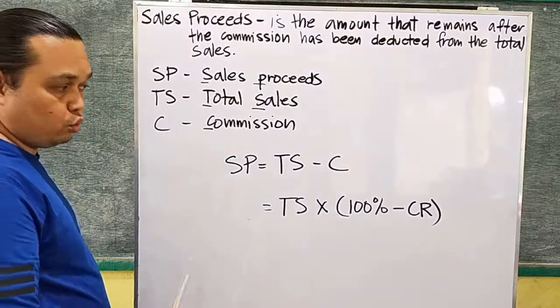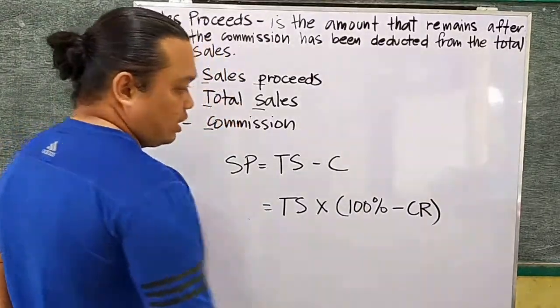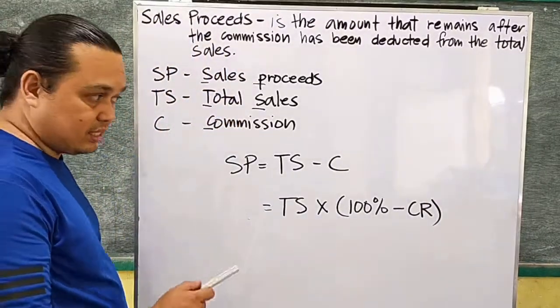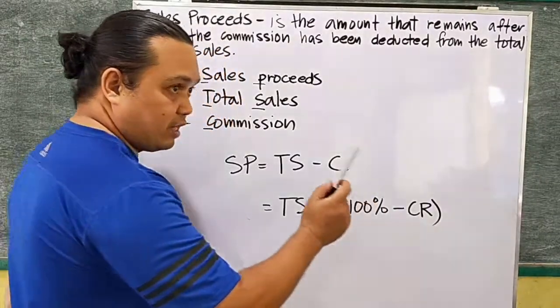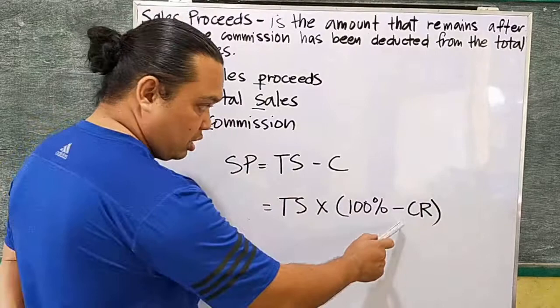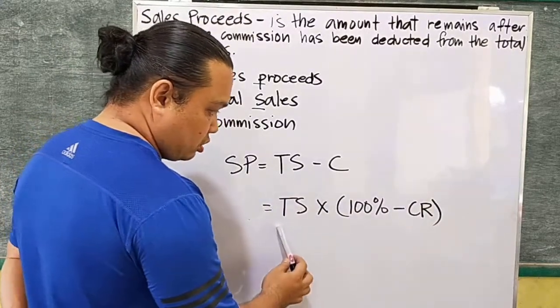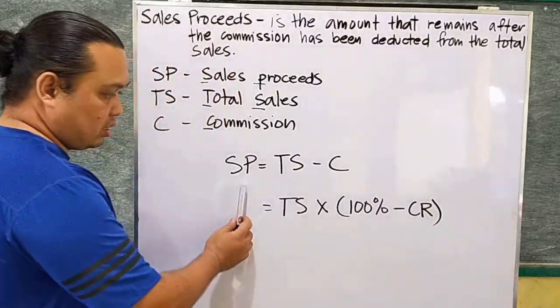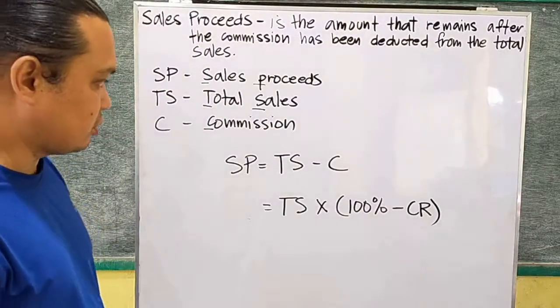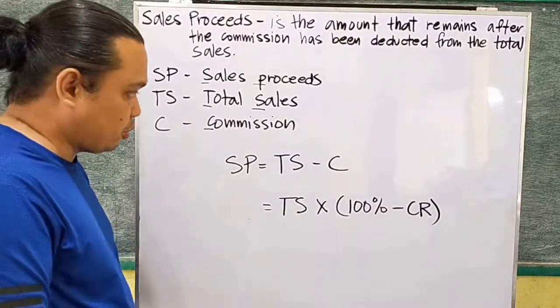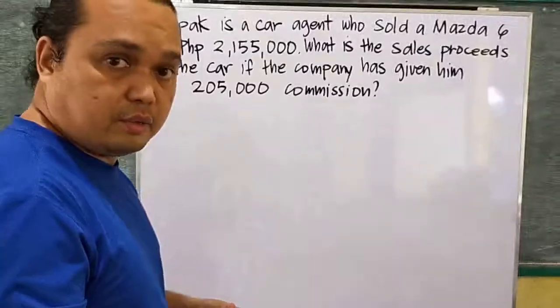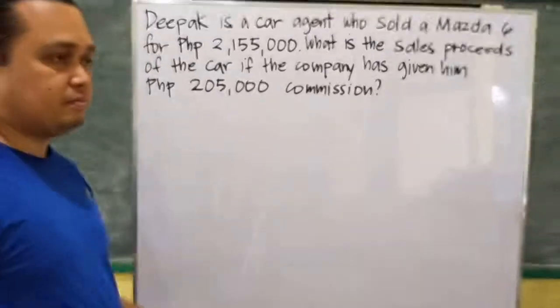So we are going to use this formula if what is given is the commission rate, or CR. If the given is the commission rate, we need to use this formula to get the sales proceeds. Okay, so let's explain it further by giving an example. We have here example number one.